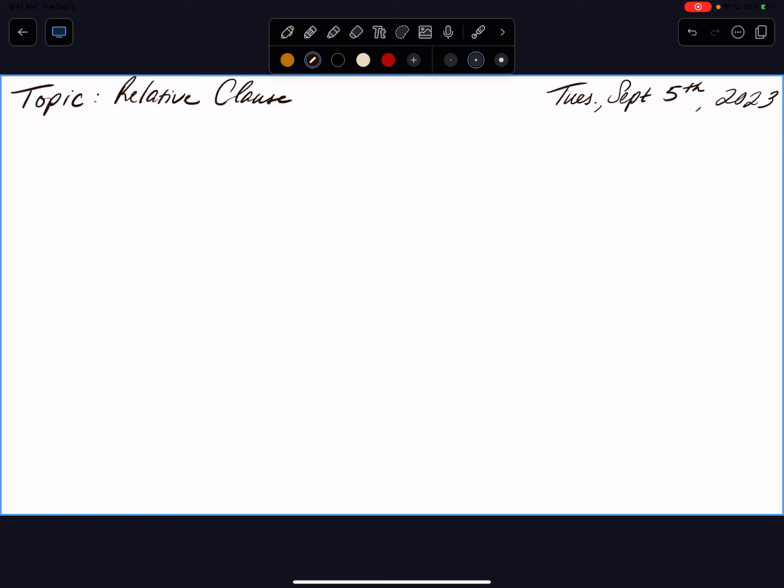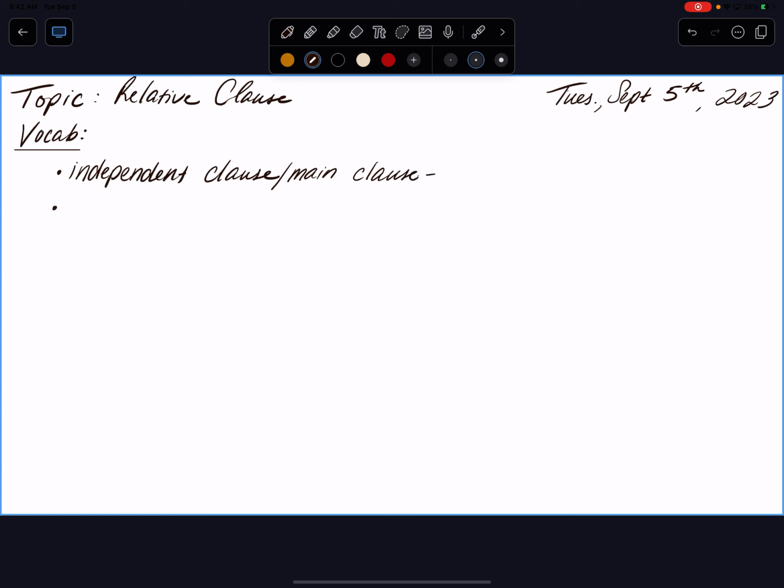Okay. So just to review, here's some vocab that you're going to need to know, or technical terms, also known as jargon, to refer to these things. First and foremost, we've got two different types of clauses. You've got independent clauses, also known as main clauses. Is that part of the vocab? Yeah. Are we writing a definition or just listing?